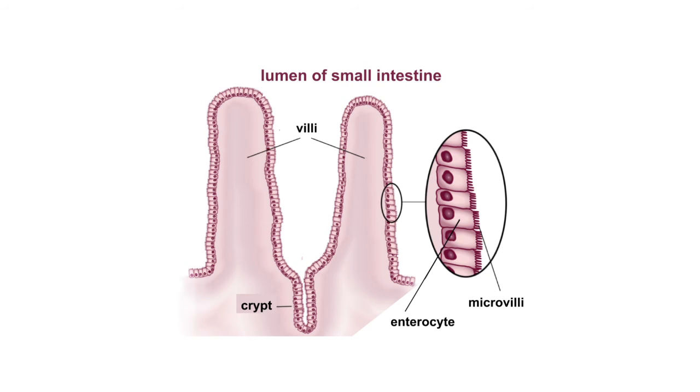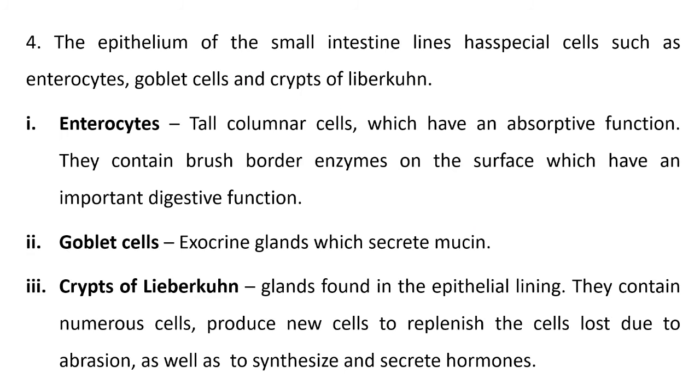This diagram shows the structure of villi. It is a finger-like structure, and on the periphery of these villi there is a presence of special types of cells called crypts of Lieberkühn, as well as enterocytes. The terminal part of the enterocyte has a hairy structure called microvilli, and these microvilli are secretory as well as absorptive in function.